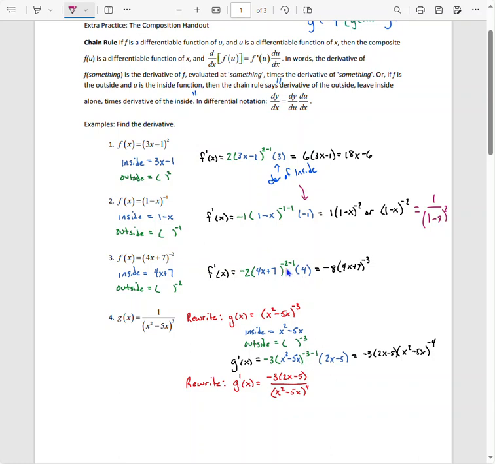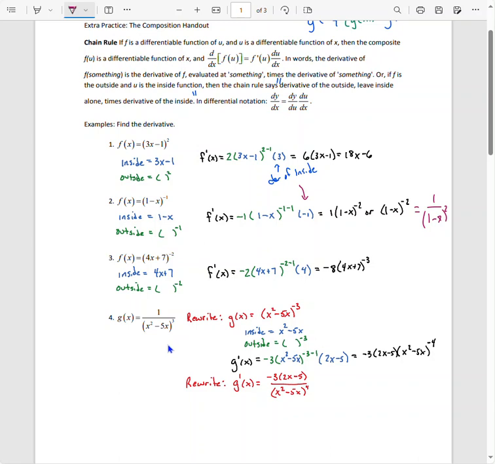Let's condense this a bit. Negative 2 minus 1 will give me a negative 3 exponent. A negative 2 times 4 is a negative 8 coefficient. So I'll have negative 8, and then inside of parentheses 4x plus 7, close the parentheses, all to the negative third power.